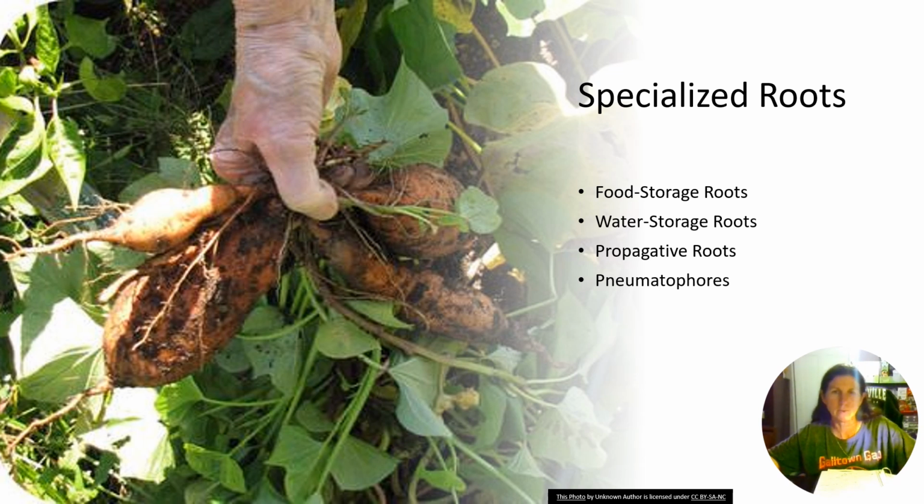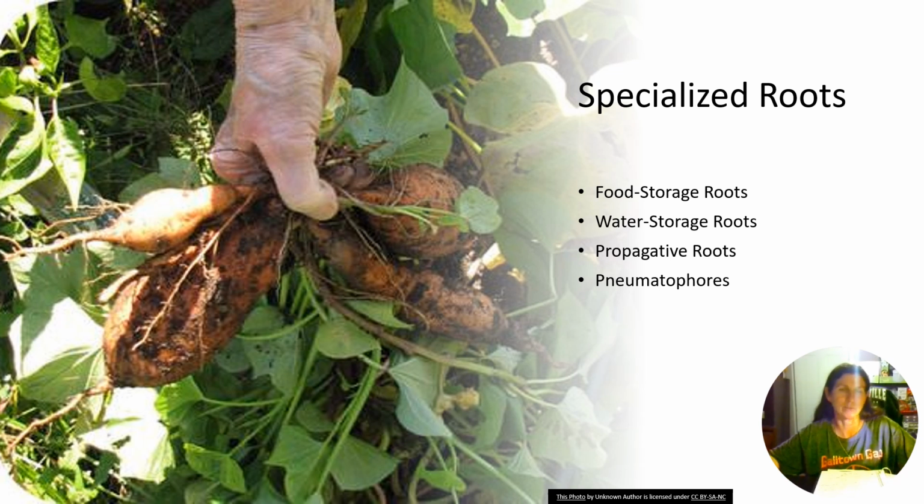The propagative roots, these are ones that grow out from the main plant, and you can actually separate those, clip those off and set those, and they'll actually come into a full plant. So apple trees, pear trees, those are pretty common.